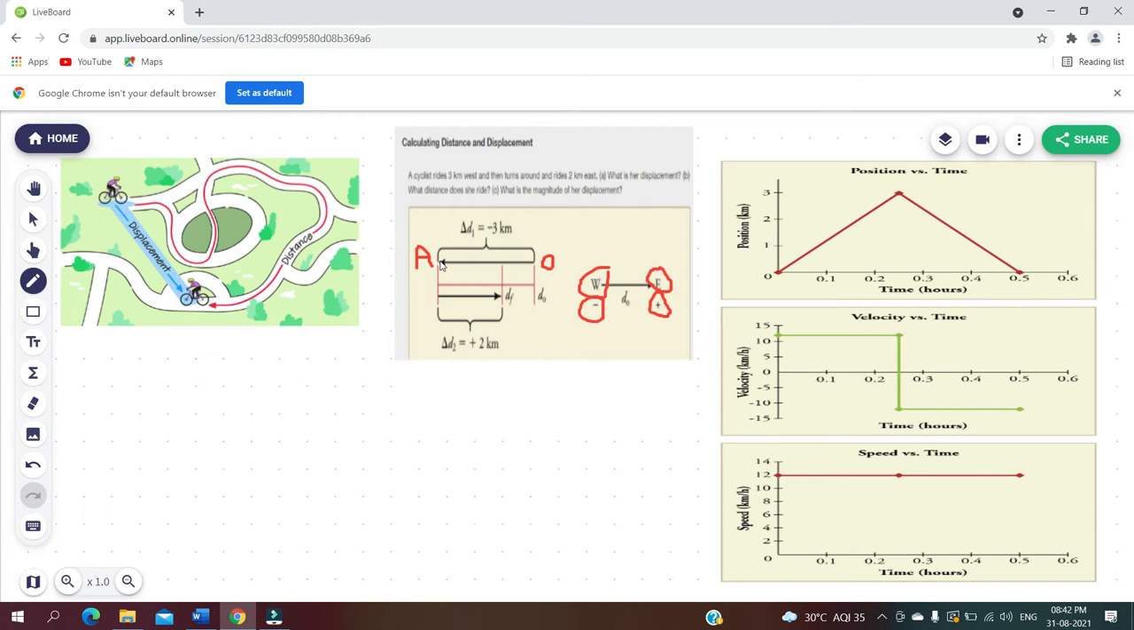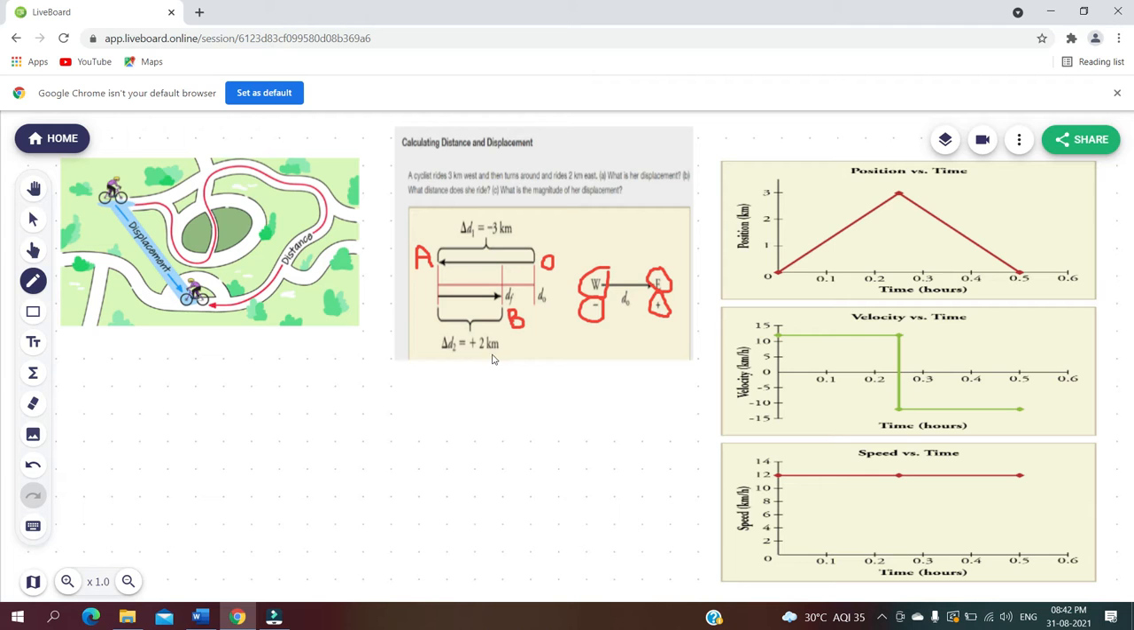Now it will change its direction, turn around, and the displacement from A to B will be delta D2, which will be equal to plus 2 kilometers. From A to B it will move 2 kilometers east, so it will be assigned as plus 2 kilometers.